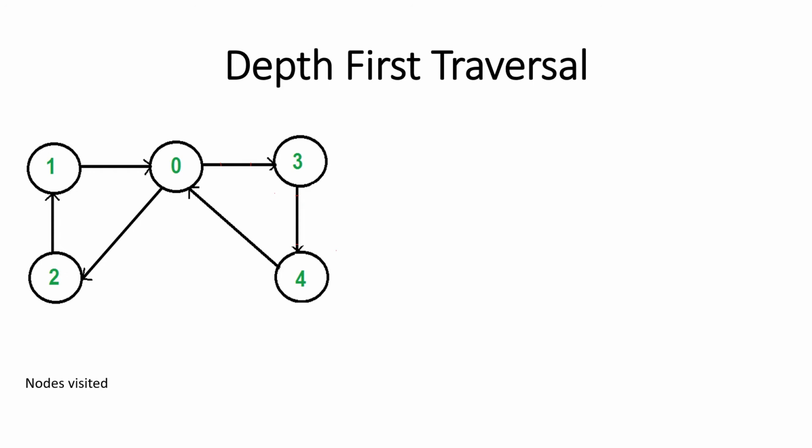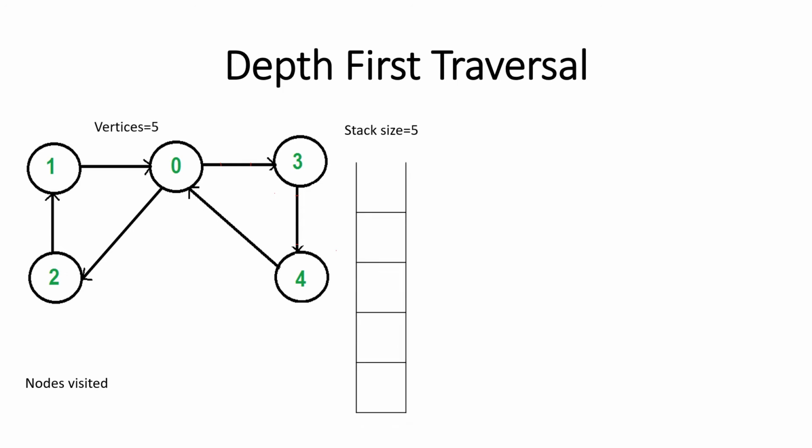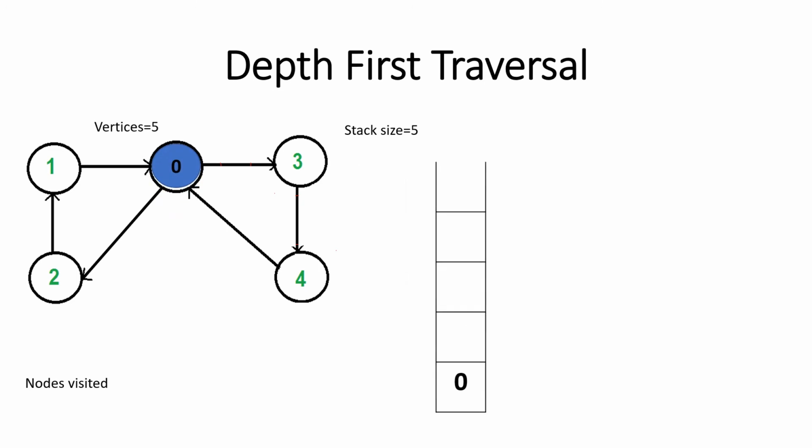First step, define a stack of size equal to the number of vertices present in the graph. So here number of vertices present is 5, so we are defining a stack of size 5. Now select vertex 0 as the starting point for the traversal. Visit vertex 0 and push it onto the stack.